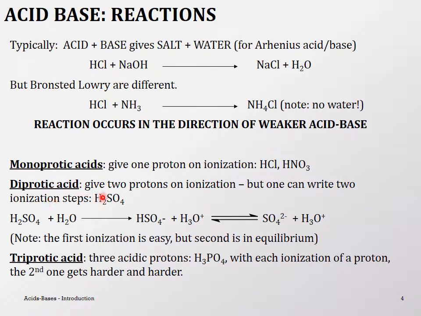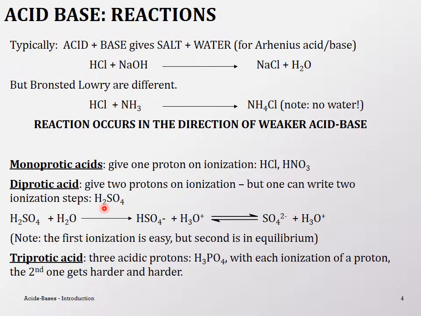A diprotic acid will give two protons on ionization, which means that you will get two hydronium ions in the process. An example would be H2SO4. For H2SO4, you generally end up writing two steps. When you're in GenChem 1 or just learning about acids and bases, we don't write two equations. We just say you have two protons, and when you start balancing equations, you use a mole ratio of 1:2. But things are going to be slightly different now because we have to learn a little more about what happens to this diprotic acid.